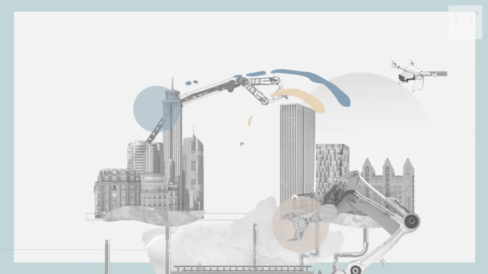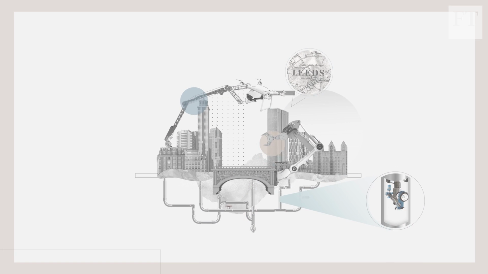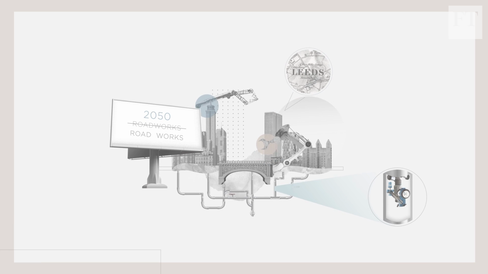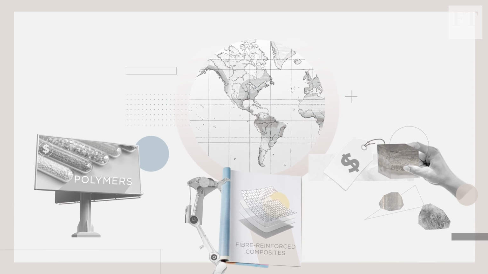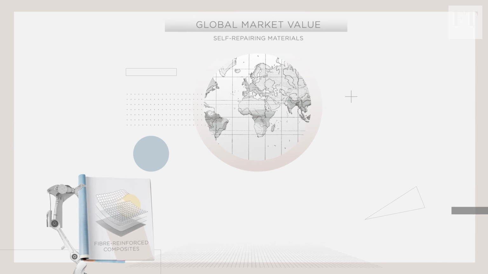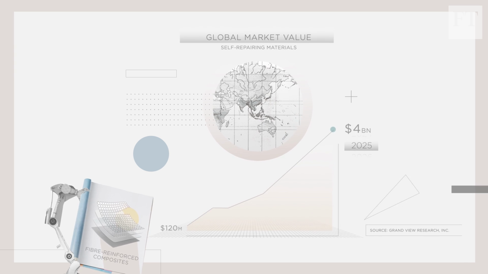A self-healing metropolis, where problems are fixed before they become dangerous and expensive, is still some way off. Leeds is only aiming to eliminate roadworks by 2050. But self-repairing materials are already for sale commercially, and the global market value is expected to grow about 30-fold to over $4 billion by 2025.